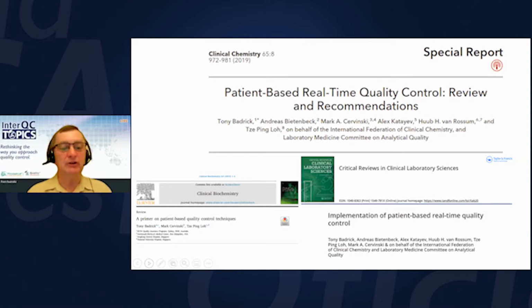reviewing all those processes. So that's what I'm going to talk about today, really, the work of that working group, these papers, and how they apply to what might happen in your laboratory.